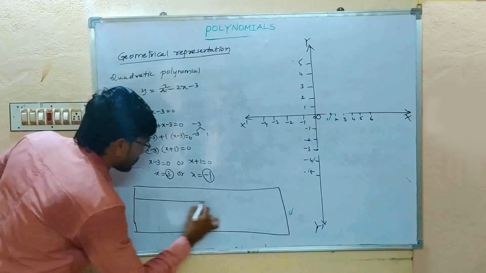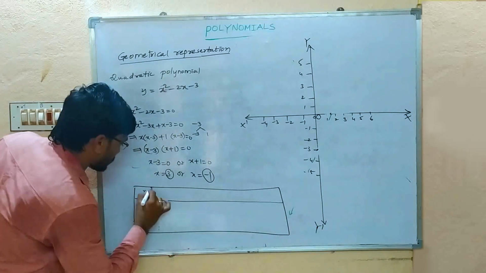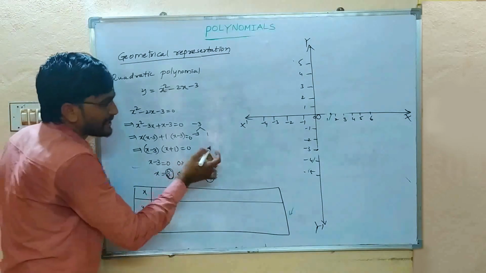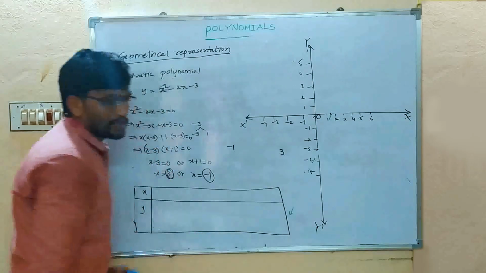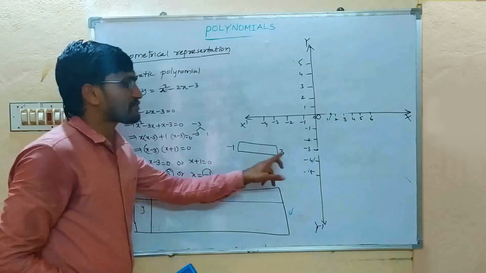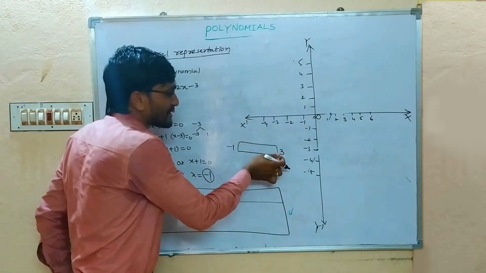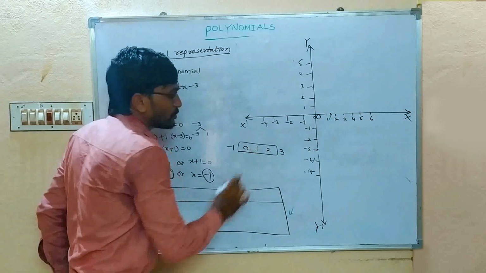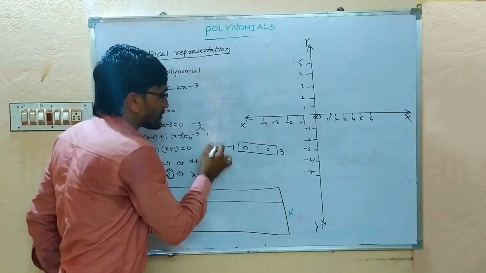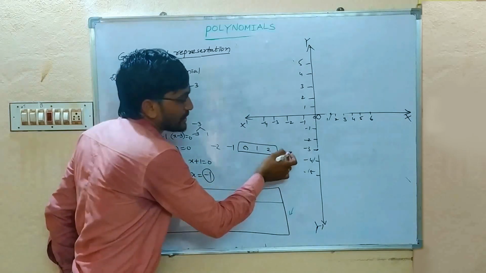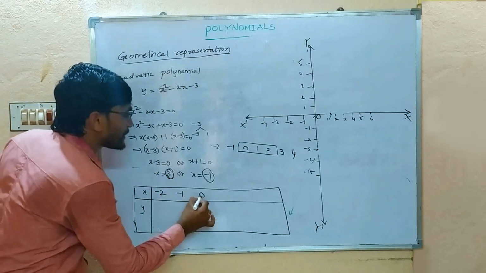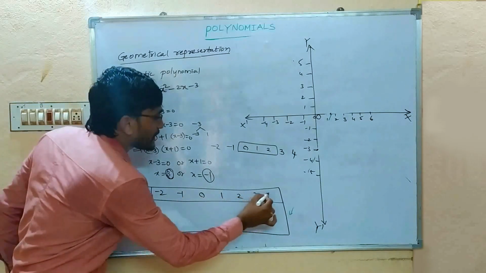See, x, y. So what are the zeros we can get? 3 and minus 1. Write in ascending order. Minus 1 and 3. So simply write all the integers in between minus 1 and 3. What are the integers between minus 1 and 3? So 0, 1, 2. And take one integer before minus 1 and after 3. Before minus 1 integer is minus 2. After 3 is 4. See, minus 2, minus 1, 0, 1, 2, 3, 4.